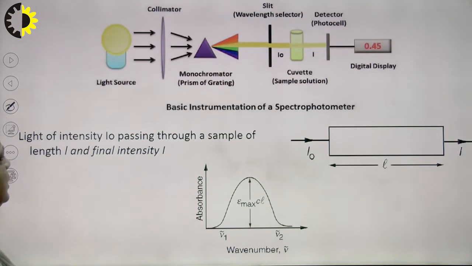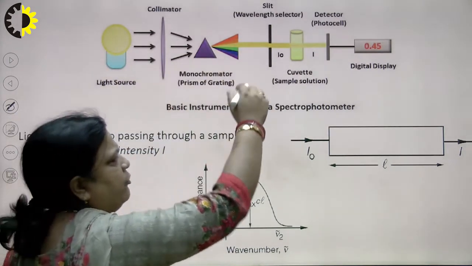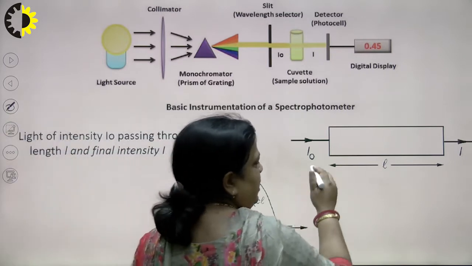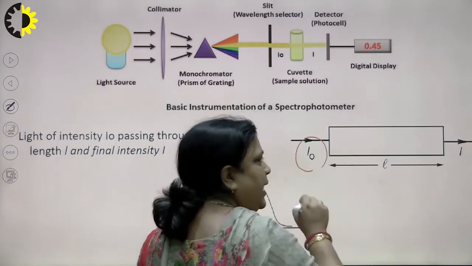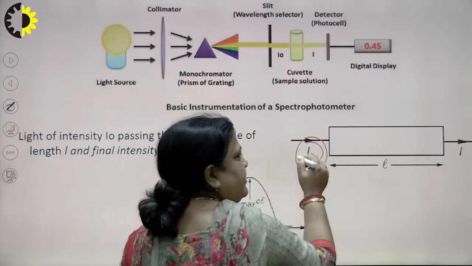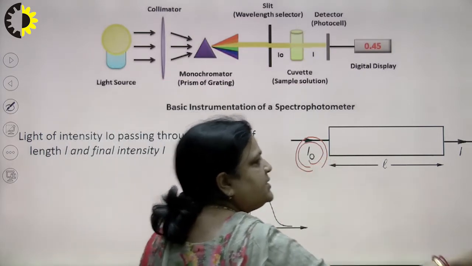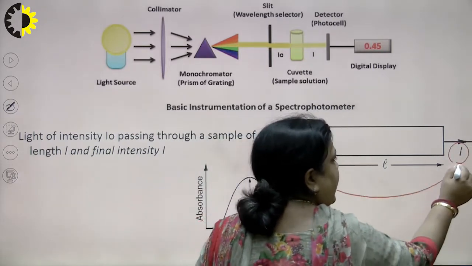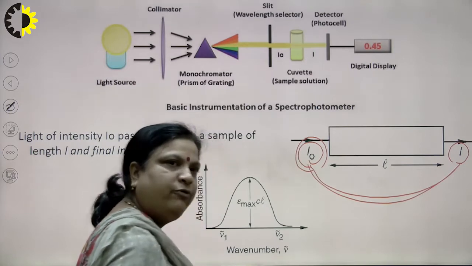Now, this is the simple rough diagram of a spectrophotometer. A spectrophotometer finds the relation of how much light gets absorbed when it passes through a medium. Suppose the intensity of incident light is I naught, and after passing through the medium its intensity becomes I. So, the relation between I and I naught we can find through a spectrophotometer.